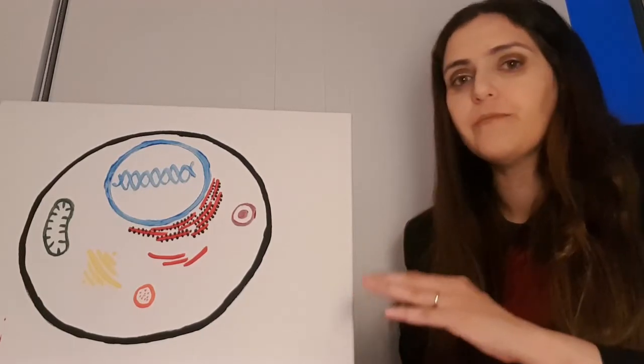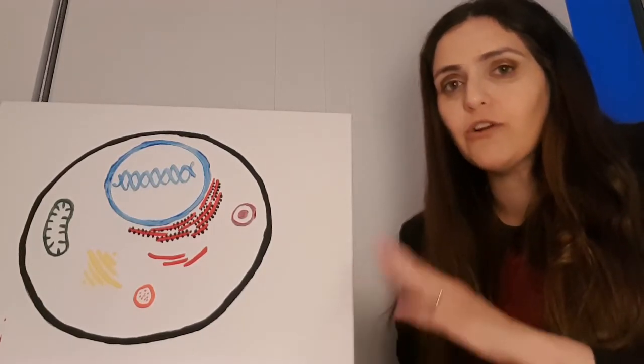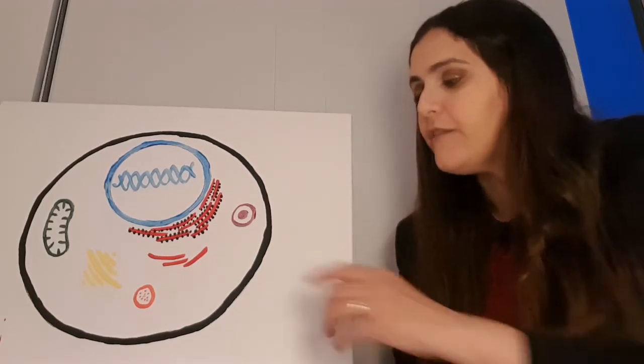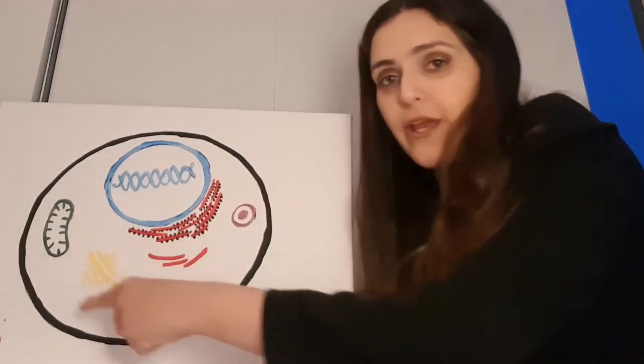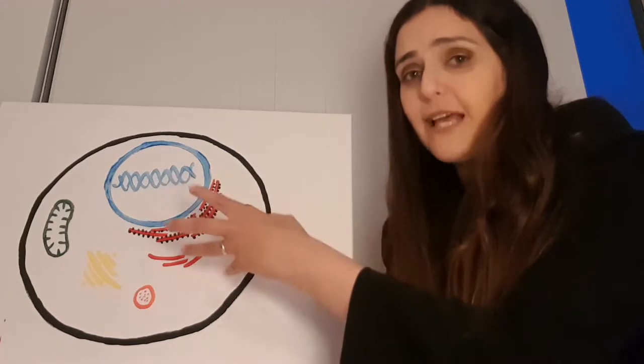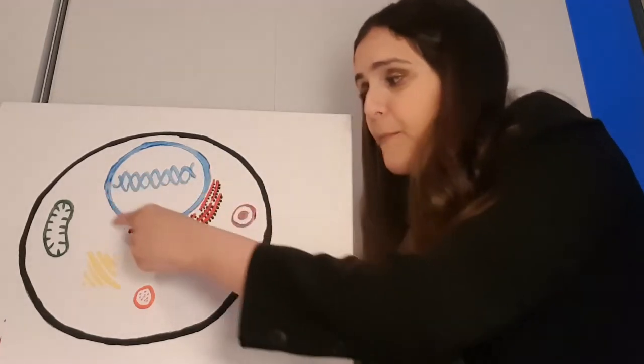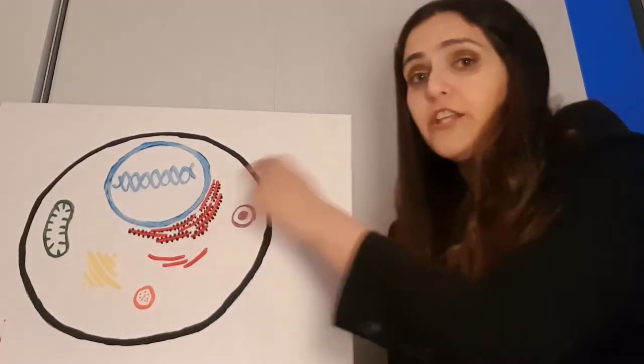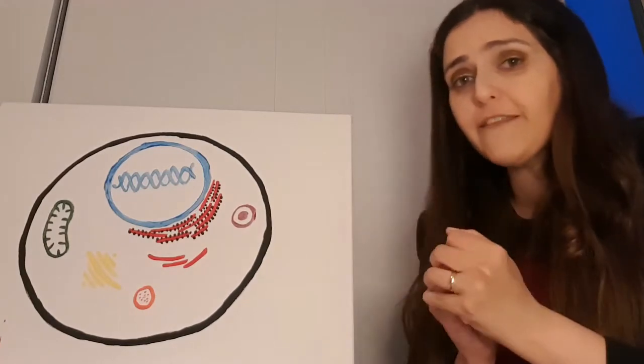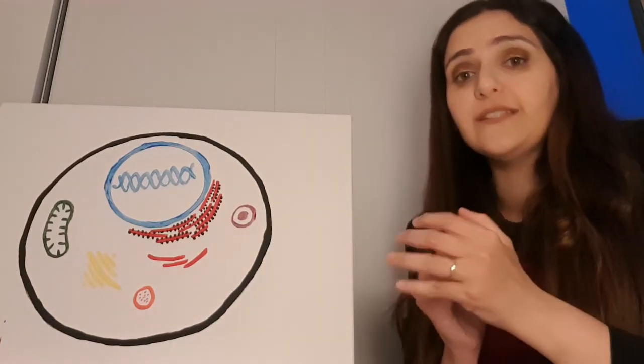Here we have a cell, an animal cell or a human cell. Here, the black line, this is the cell membrane. Inside the cell membrane, we have another membrane over here, which is called the nucleus. Inside the nucleus is where you find our DNA.